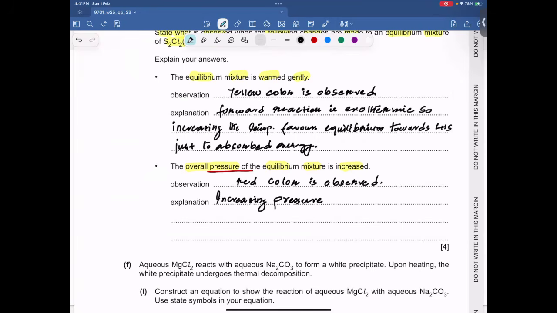Increasing pressure favors equilibrium towards the right hand side because of fewer gaseous molecules.